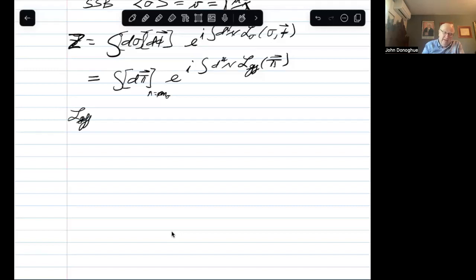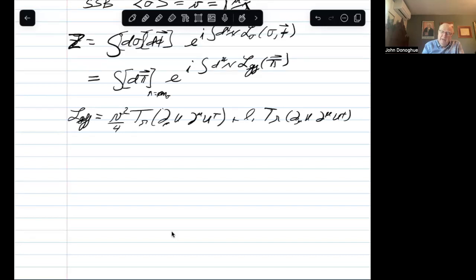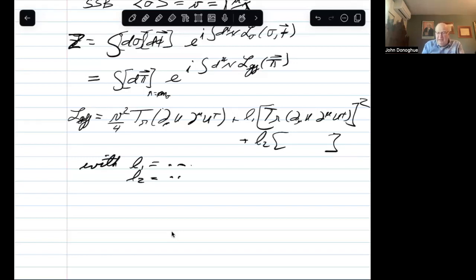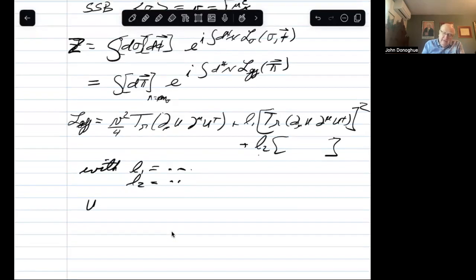The effective Lagrangian is v squared over 4 trace of d mu U d mu U dagger, plus some L1 times the trace of d mu U d mu U dagger, quantity squared, and there'll be another piece, which I'll call L2, something else there. L1 equals something, L2 equals something, I'll tell you what they are, with particular numbers. So we have this v, which we have already seen, but L1 and L2 are going to be some particular numbers. And U is going to be the exponential of i tau dot pi over v. Okay, tau is the Pauli matrices.